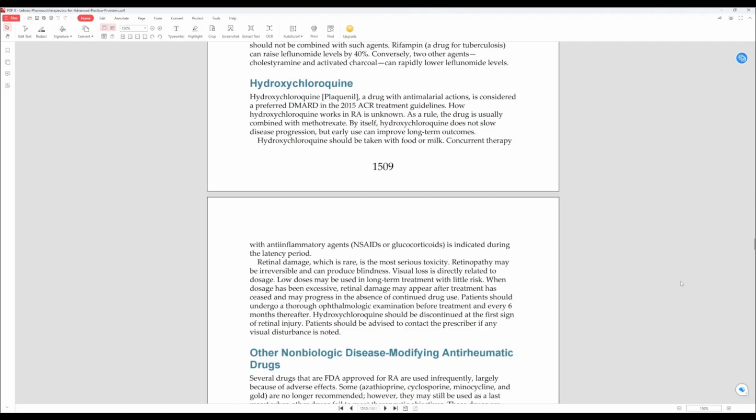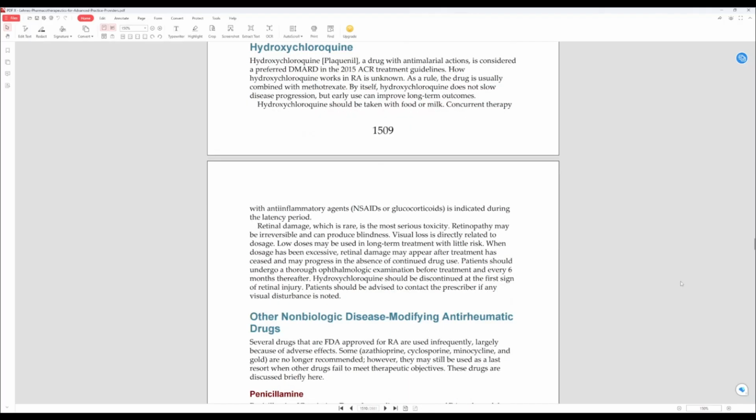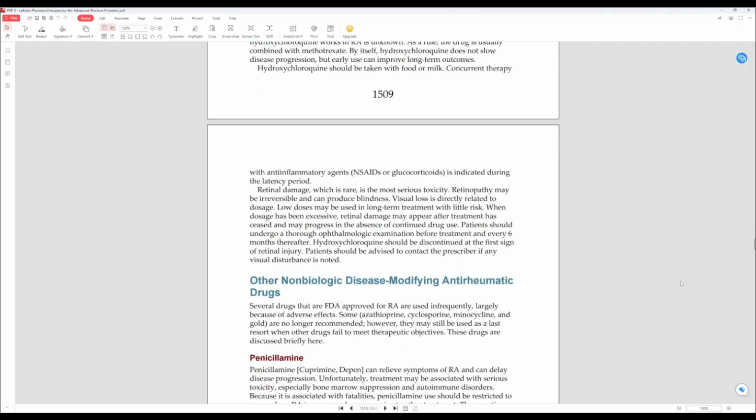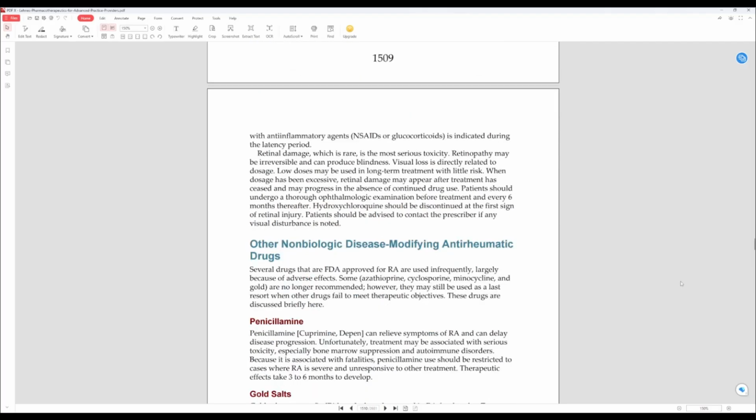Hydroxychloroquine should be taken with food or milk. Concurrent therapy with an anti-inflammatory agent such as NSAIDs or glucocorticoids is indicated during the latency period. Retinal damage, which is considered rare, is the most serious toxicity. Retinopathy may be irreversible and can produce blindness. Visual loss is directly related to the dosage. Low doses may be used in long-term treatment with very little risk.